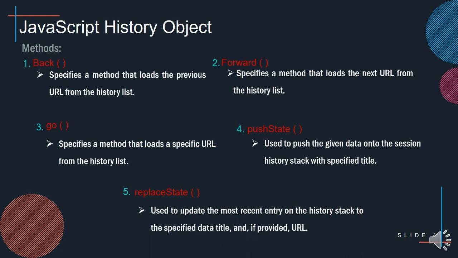First is the back method. The back method loads the previous URL from the history list. Second is the forward method, which loads the next URL from the history list. Third is the go method, which loads a specific URL from the history list. Fourth is the pushState method, used to push the given data onto the session history stack with the specified title. And the fifth is replaceState, used to update the most recent entry on the history stack to the specified data, title and, if provided, URL.